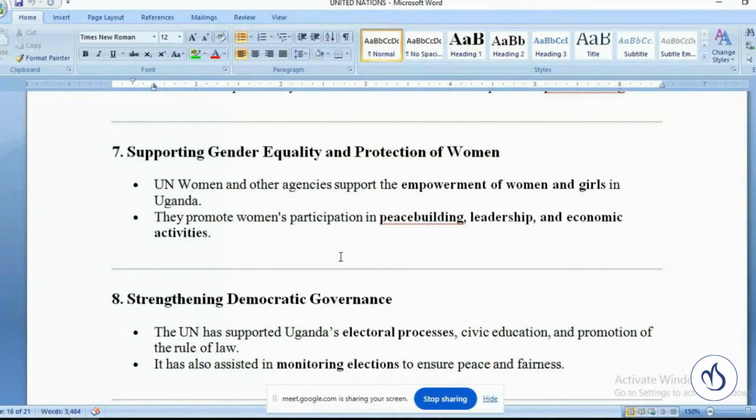Number one, they were not allowed to go to school. Two, women could not involve themselves in leadership. Three, or in economic activities. Women and girls were taken to be of less value in a community. But the UN decided to cater for these people and uplift their status in the community by taking them to school.